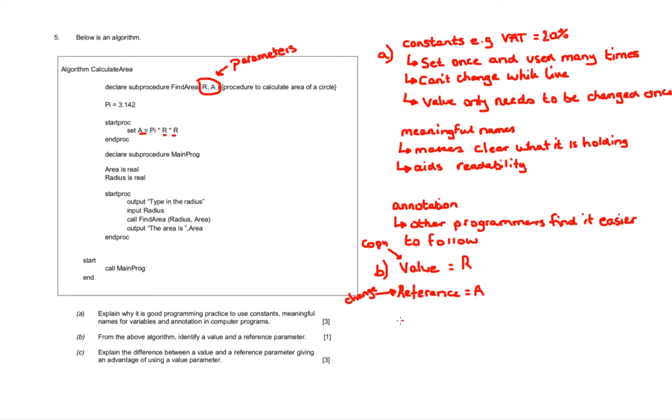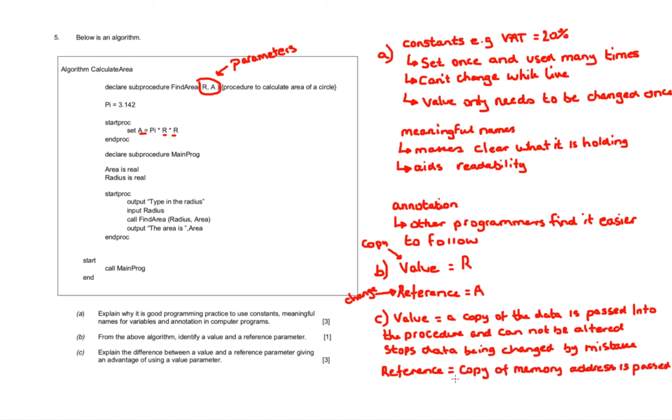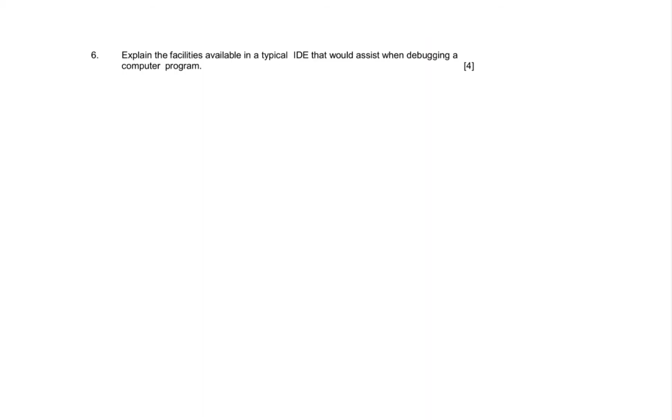For question 5c, we need to explain the difference between a value and a reference parameter, giving an advantage of using a value parameter. So again, 3 marks, 3 distinct parts to this question. A value parameter is when a copy of the data is passed into the procedure and cannot be altered. The key here is to remember copy, and that stops the data being changed by mistake, and that's our advantage. Reference parameters, a copy of the memory address is passed into the procedure and therefore it can be altered in its original location. Now let's have a look at question 6.